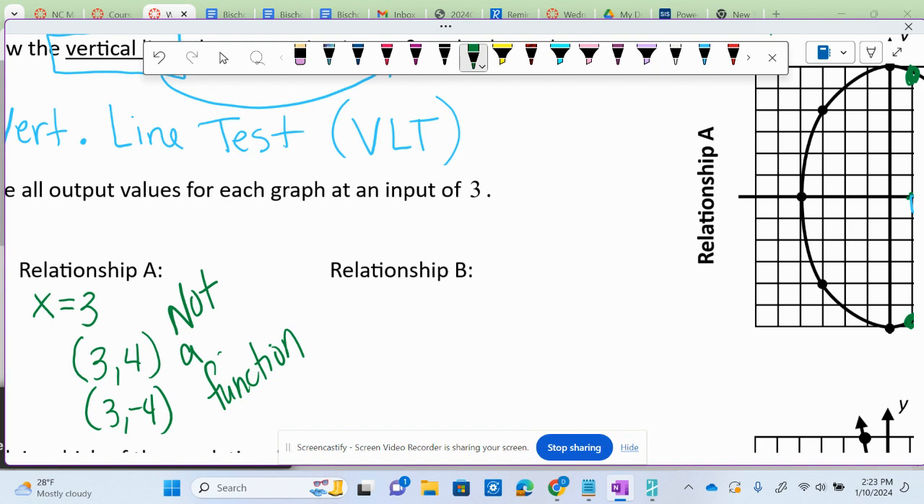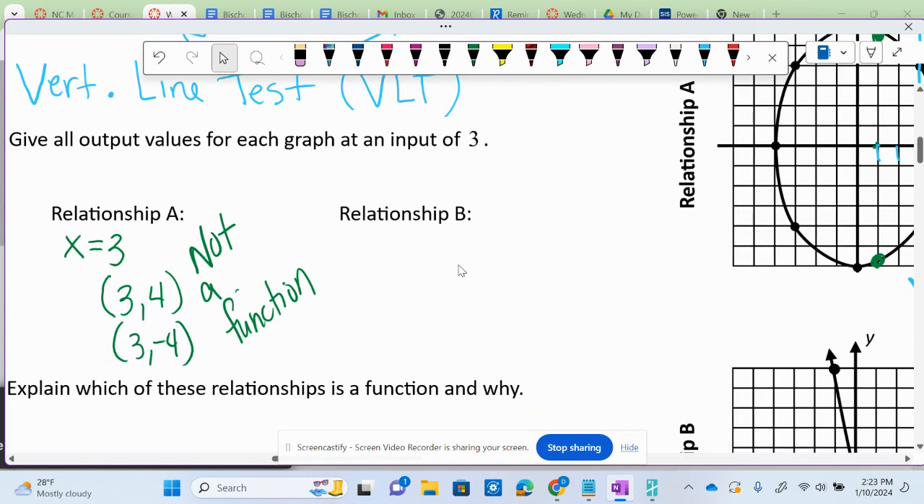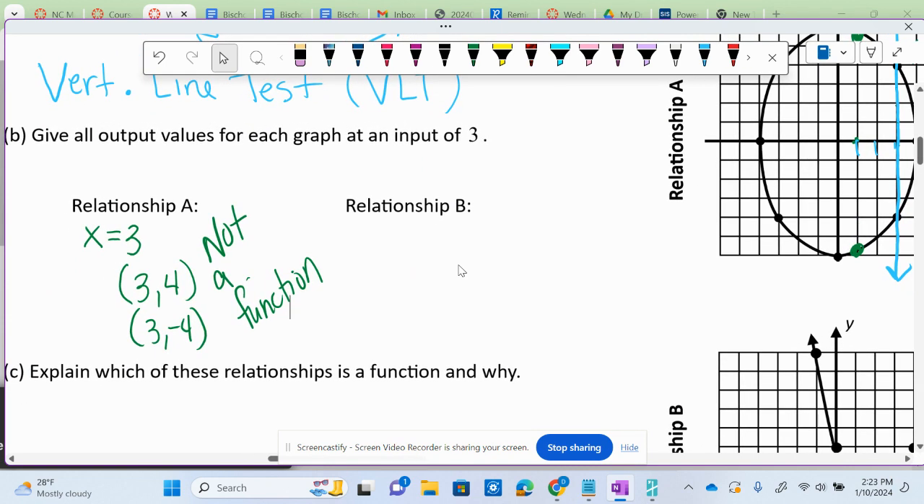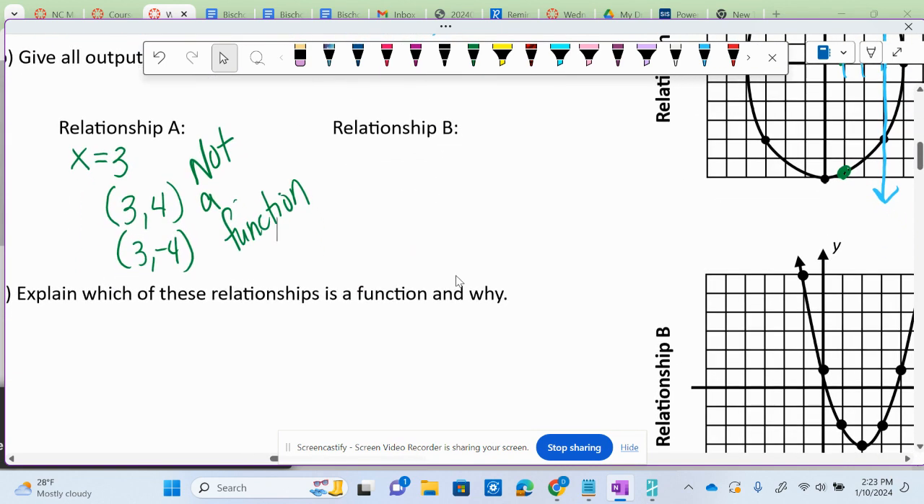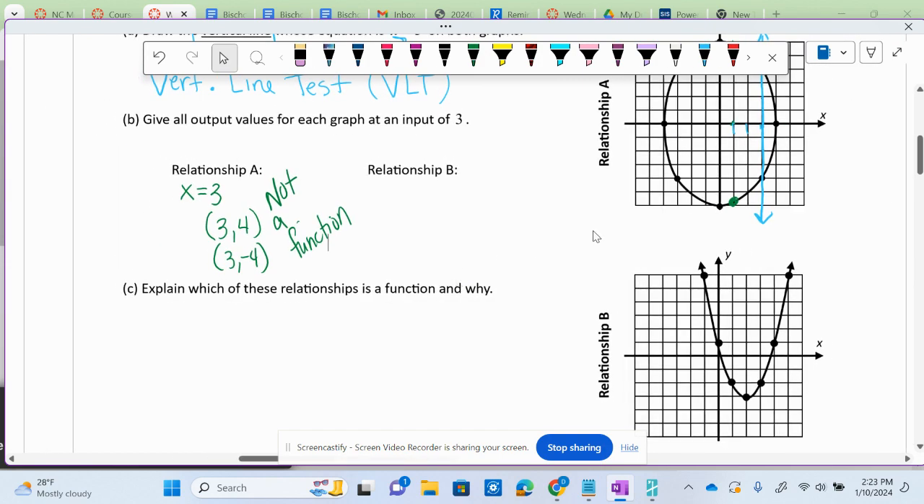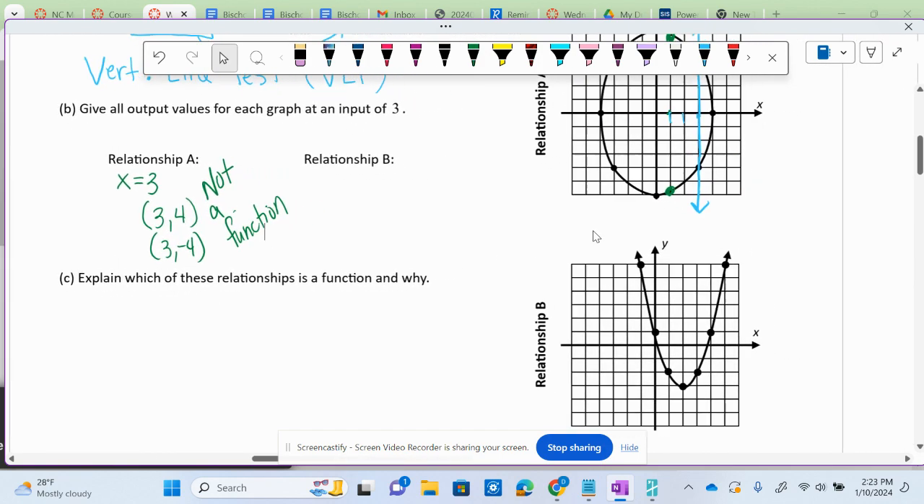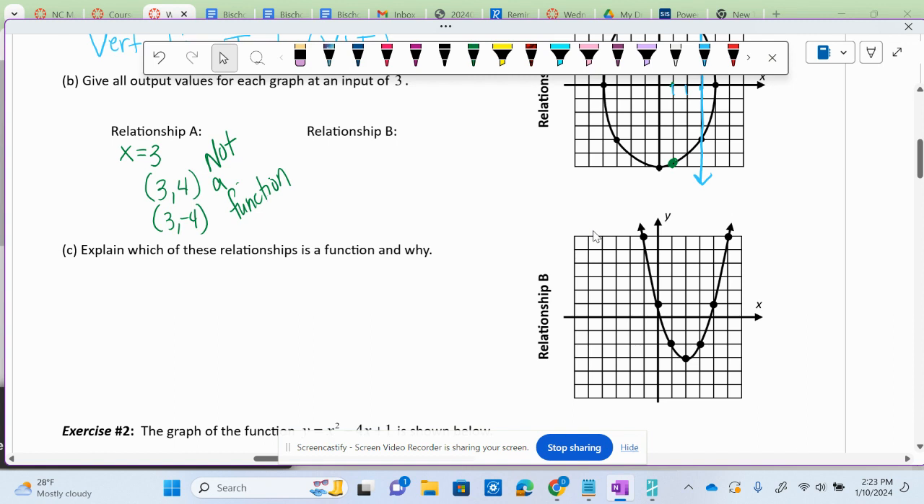Not a function. Now I'm going to do the same thing for this next graph, which is relation B. Can someone tell me what kind of graph that is? That graph has a special name. You learned it at some point in your math career. Begins with a P. Sounds kind of like Ebola. Parabola, yeah. This is a parabola. Do you guys remember that?